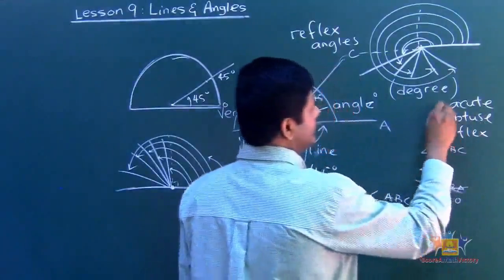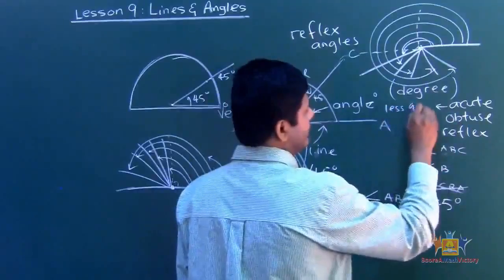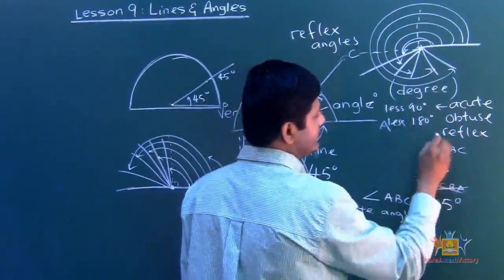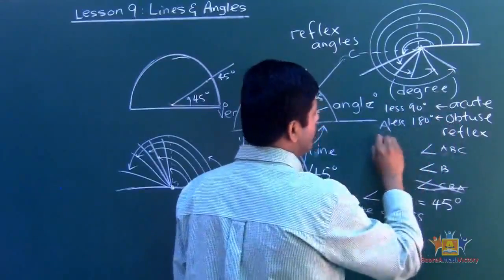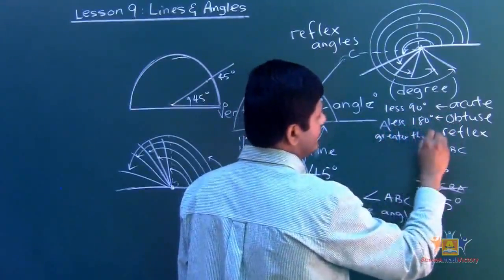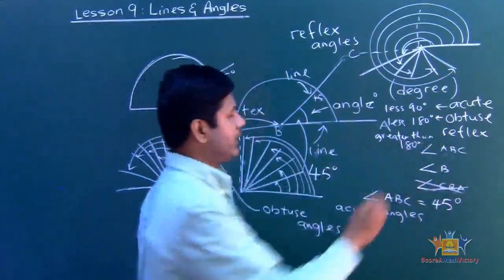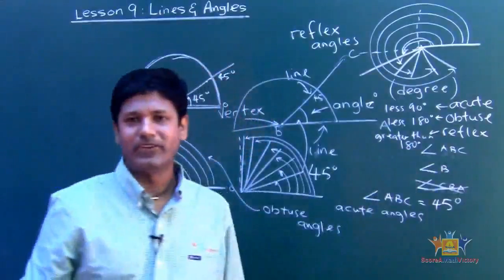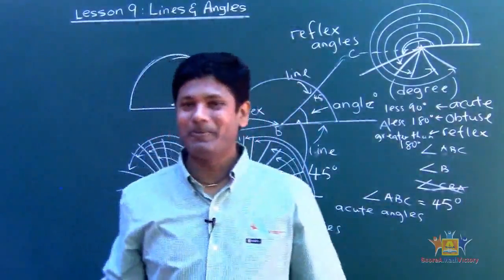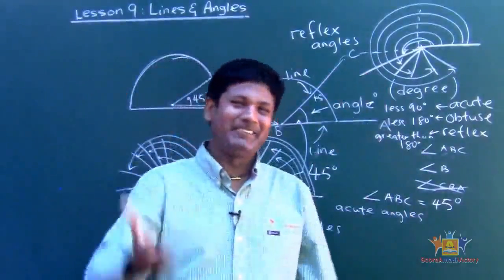Acute is less than 90 degrees. Obtuse is less than 180 degrees. And reflex is greater than 180 degrees. Alright, my dear students, let Mr. Mac erase the board and I'll come back. We'll talk more about angles. I'll be back.